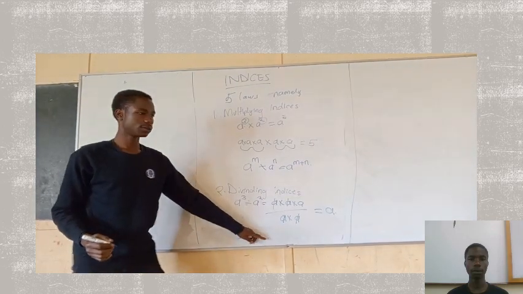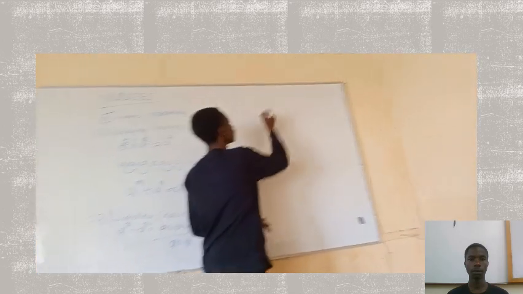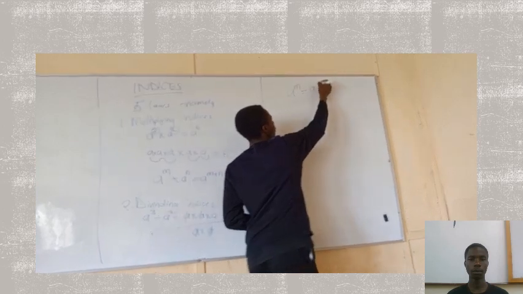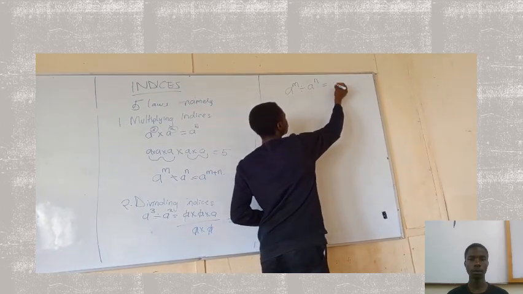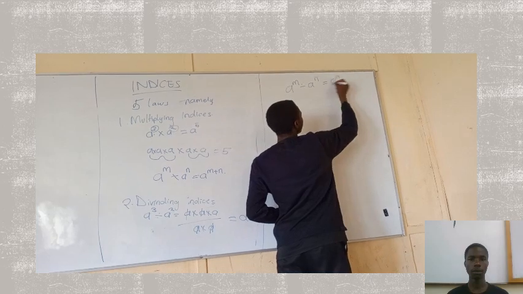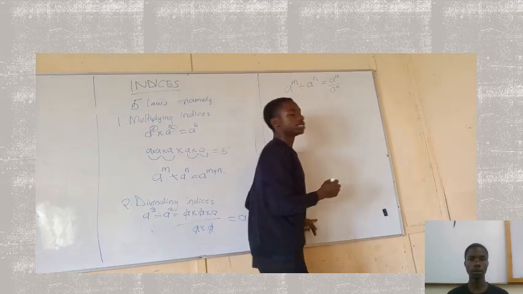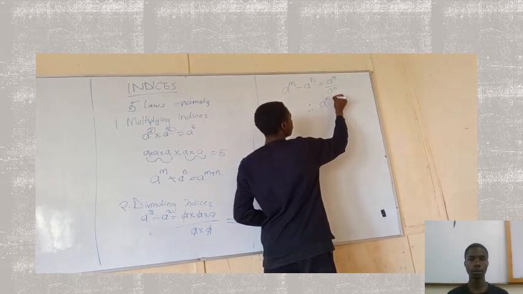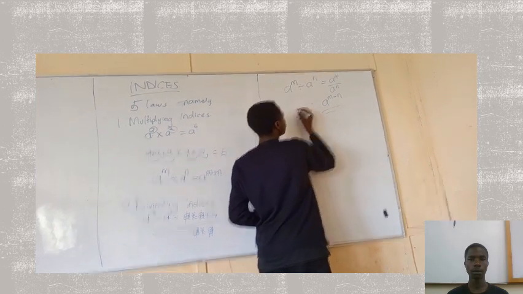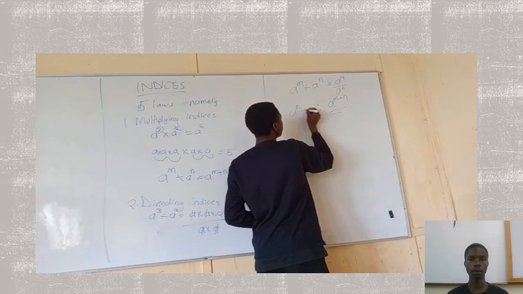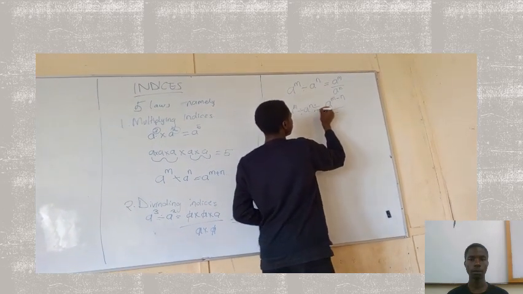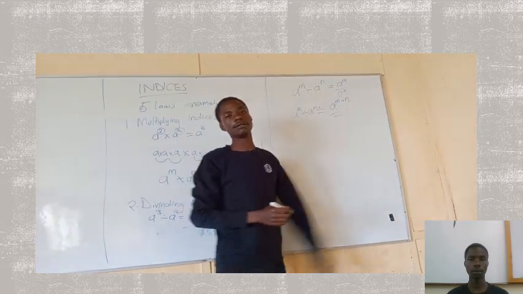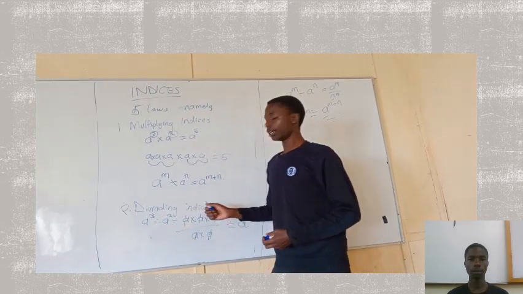This derives us to this formula, showing that a^m divided by a^n is equal to a^m over a^n, which shows a^(m-n). This is a^m divided by a^n; it will give this formula. Now this formula is what you are using in the division of indices.